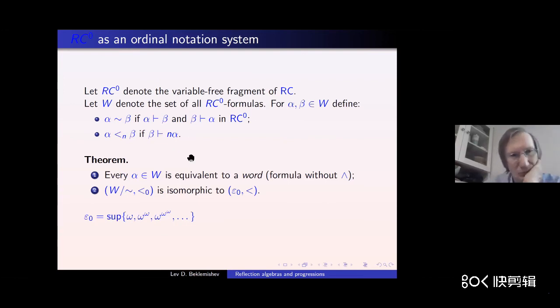Firstly, every variable free formula in W is equivalent to a formula without conjunction, that can be analyzed from the rules. Secondly, it turns out that the set of formulas W modulo the equivalence relation, equipped with the ordering less than 0, is in fact well-founded and isomorphic to the ordinal epsilon 0 with the less than relation.